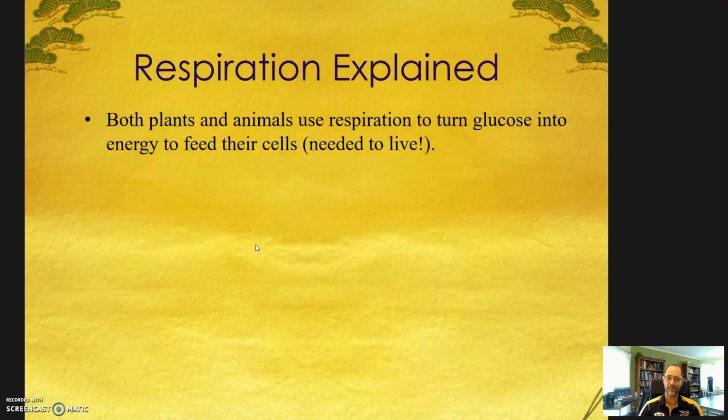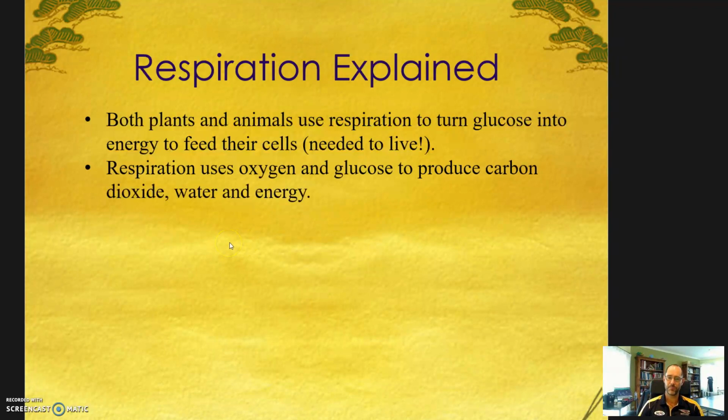So plants and animals both use respiration, because respiration is the process where glucose is turned into energy. And we all need energy. We know we need energy. If you're having a flat day, it's because you haven't got enough energy. We all know that process in our bodies is required for us to live. Plants and animals both use respiration.